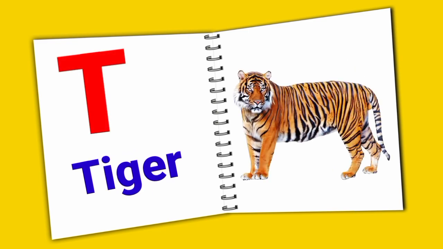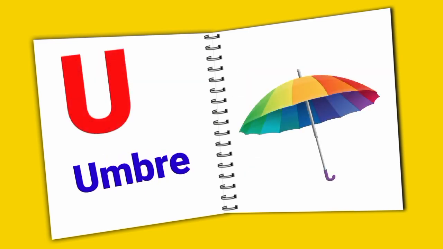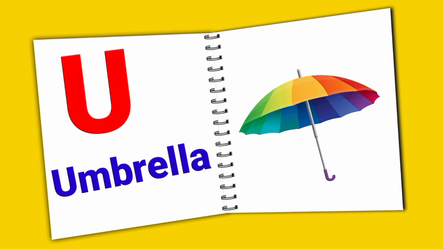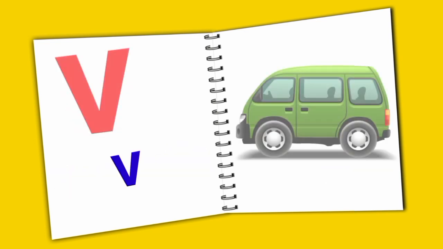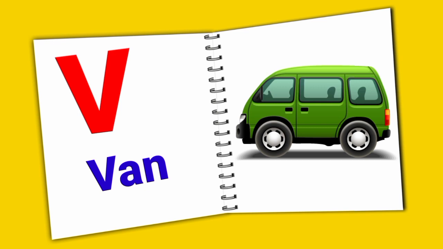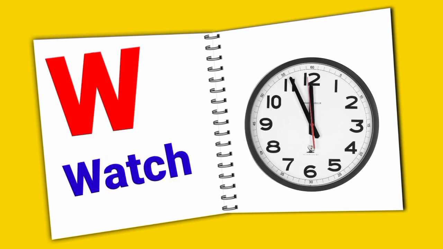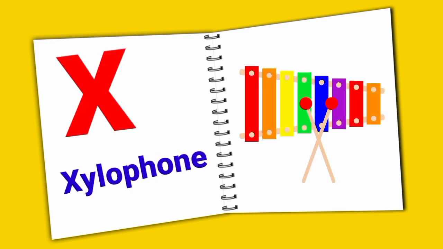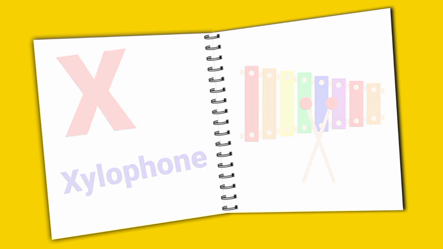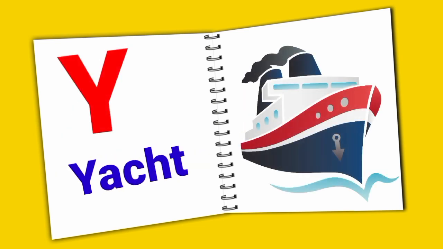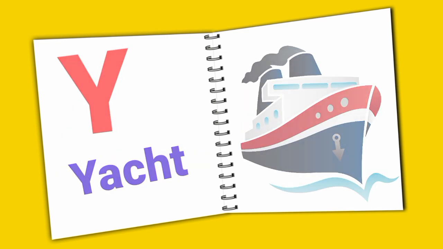T for tiger. U for umbrella. V for van. W for watch. X for xylophone. Y for yak.